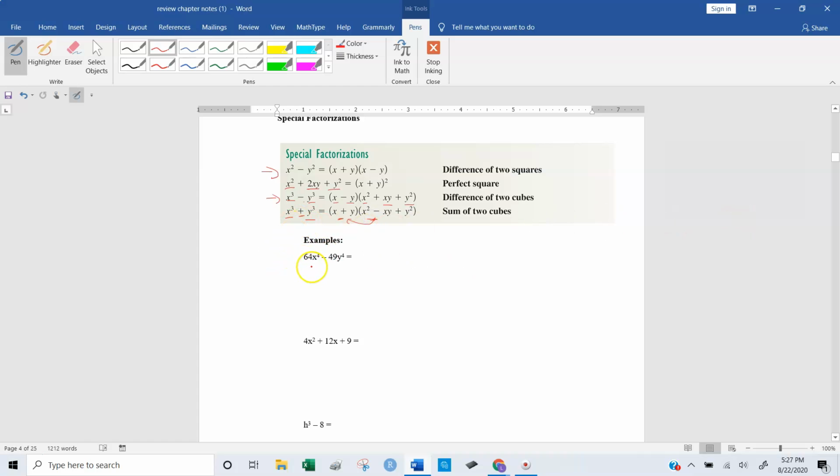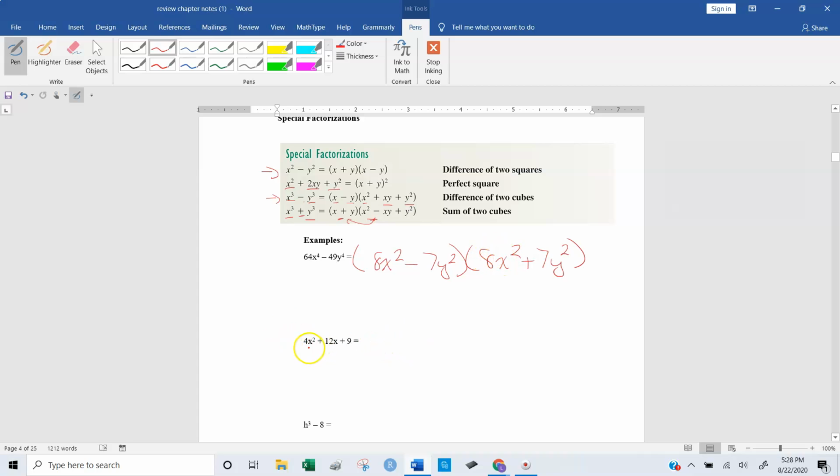All right, let's go here. 64x squared minus 49y squared. I'm sorry, fourth is both. So that's actually a difference of squares because these are both perfect squares. That will give me 8x squared minus 7y squared times 8x squared plus 7y squared. It doesn't matter which order you write those factors. If you flip the plus and the minus around, you get the same answer.